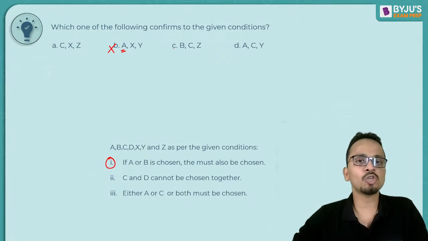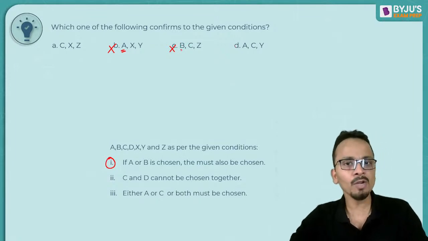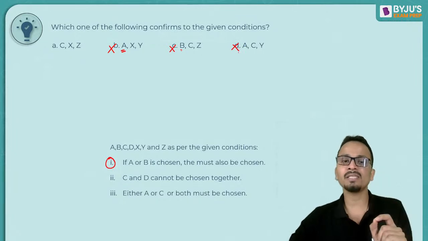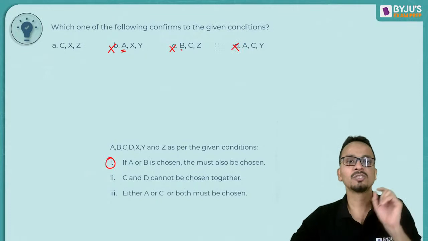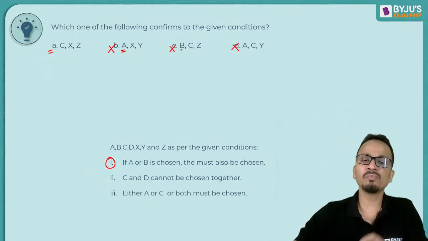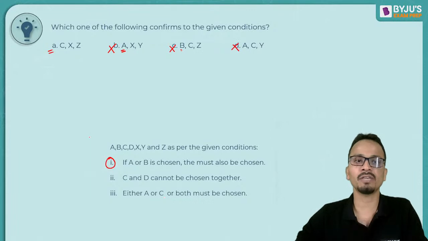On a similar basis, option C can be rejected because B is the only one selected, and A is not selected. With the same reason, I can reject option D because only A is there. If A is there, B should also be there. So I have rejected B, C and D. Now option A is conforming to all the conditions given.